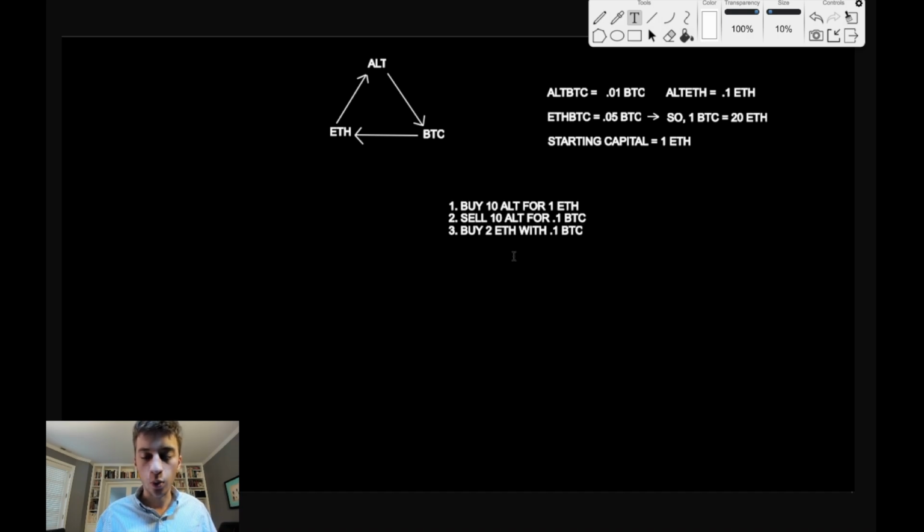And this is really what we're going to be looking for in the actual market, in looking for these triangular arbitrage opportunities and executing on them. So with that, let's go on to the trade that I made and how I was able to do that.